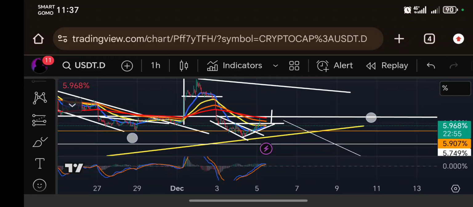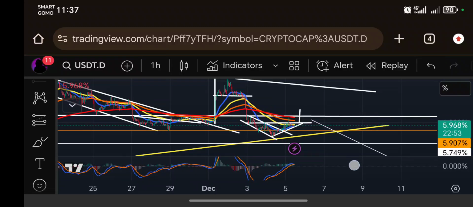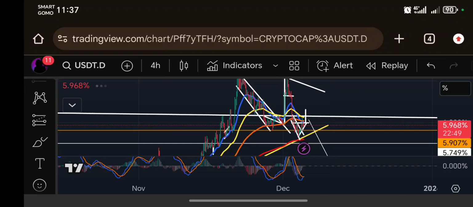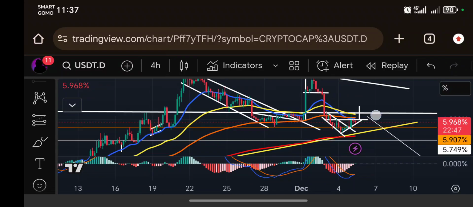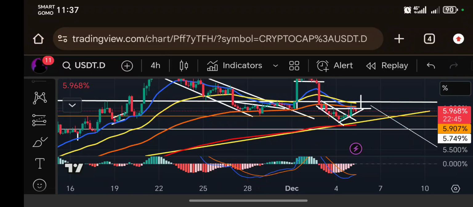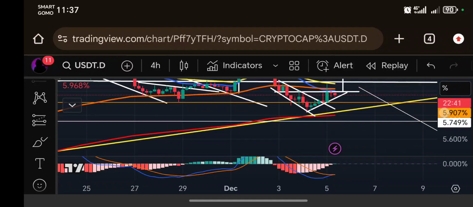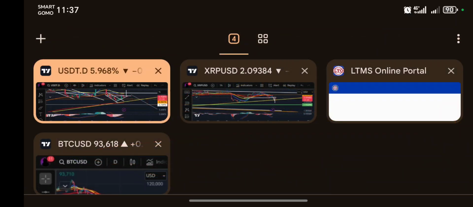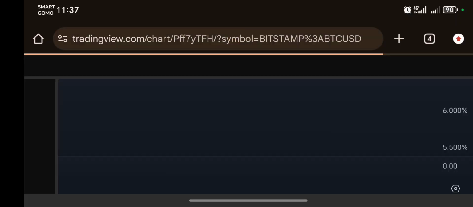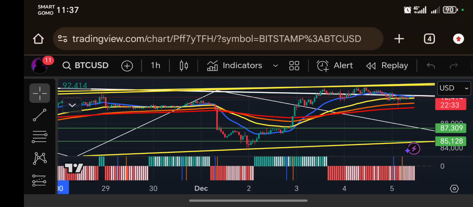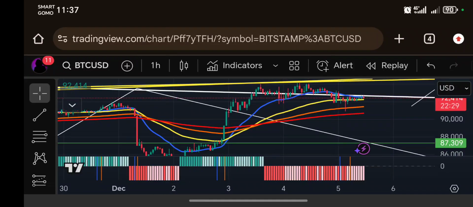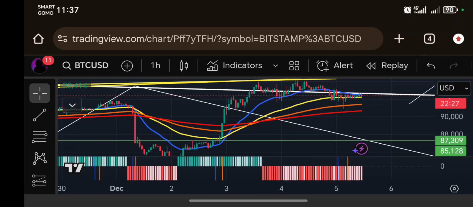We don't know how much strength it can go, because look at your 4-hour chart in here. We have some golden crossing on your MACD, so expect some higher prices for US dollar dominance, which will cause a dump in our cryptocurrencies. Okay, also your Bitcoin is now struggling in here.